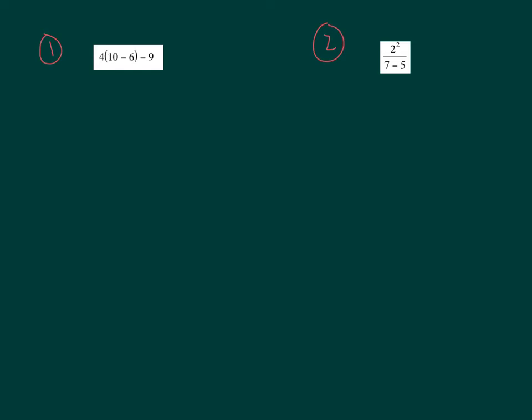In this first problem, we have 4 times the quantity 10 minus 6 in parentheses, minus 9. Now, how are we going to approach this problem? Well, the 4 is on the outside of the parentheses, right? These parentheses right here are grouping symbols. So that's going to be 4 times the difference of 10 minus 6, which is 4, minus 9.